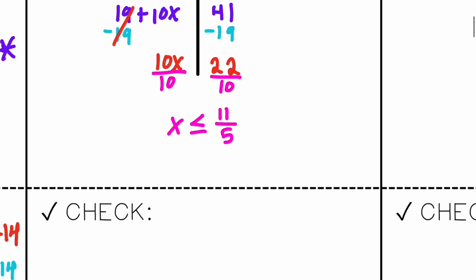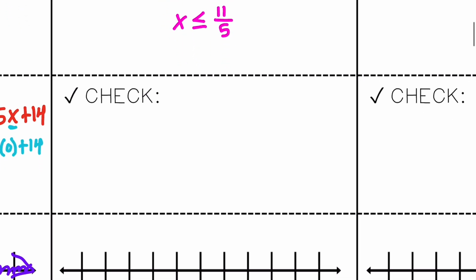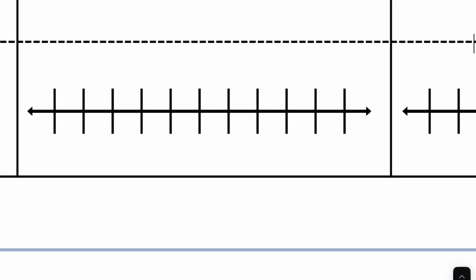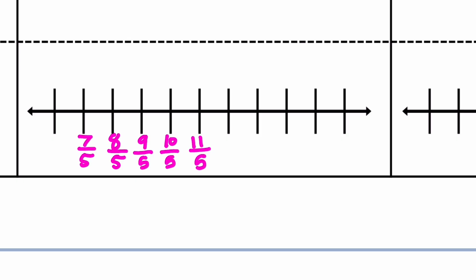Okay, sweet. My number line's going to look crazy. X needs to be less than or equal to 11/5. So 11/5 is where we start. A number that is less than that is going to be 10/5, 9/5, I can keep going, 8/5, 7/5, and 6/5. So this is going in the down direction, if you will.